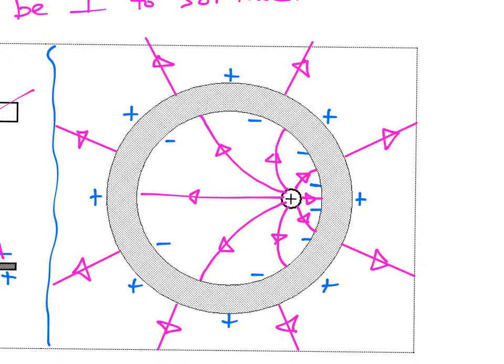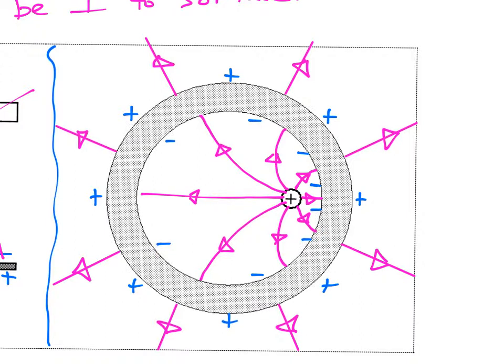So you could think of this material here as a conductor. It could be part of a sphere, like this could be a cross-section of a sphere, or this could be a hoop or a cylinder or something like that. Inside of it, we have a positive charge. That positive charge is going to induce a separation of charge in the conductor.